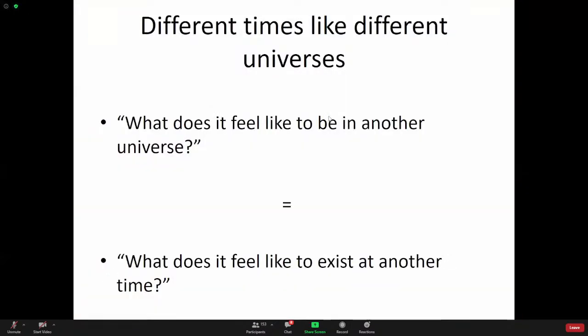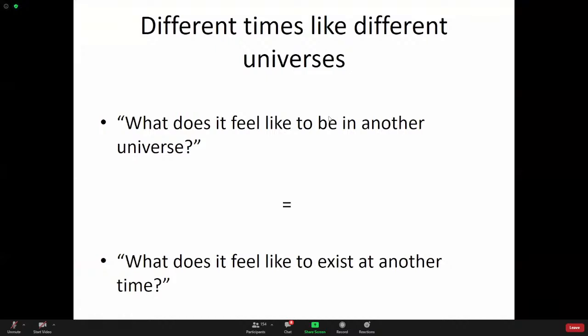Now, a few more things I want to say in the second half. What's interesting when you quantize the whole universe, and this is the famous Page-Wouters picture, is that if you think of the universe being in a quantum state, then being in a different universe is very similar to existing at another time.